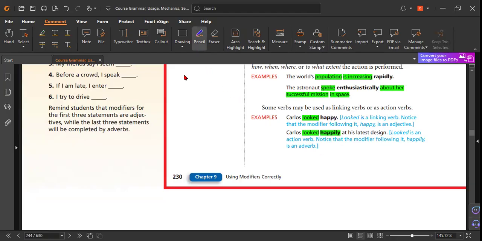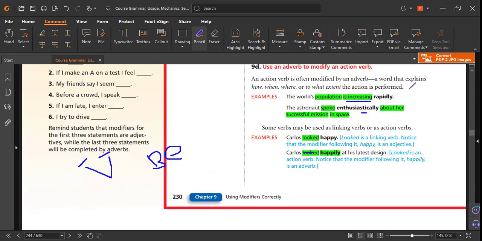So then check. As a simple revision, if any verb means the verb to be, it's a linking verb. So delete the verb and use the verb to be. "Carlos is happy." Does it make sense? Yes, so it's a linking verb. Like this one: delete "spoke." "The astronaut is enthusiastically about." Wrong, because this is an adverb, so "spoke" is not a linking verb.